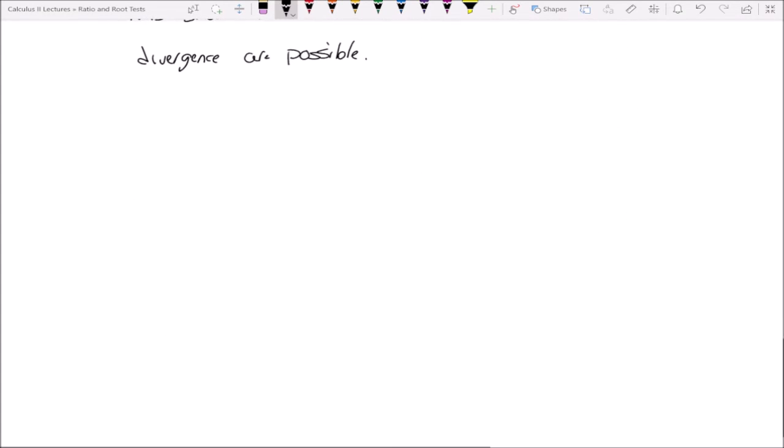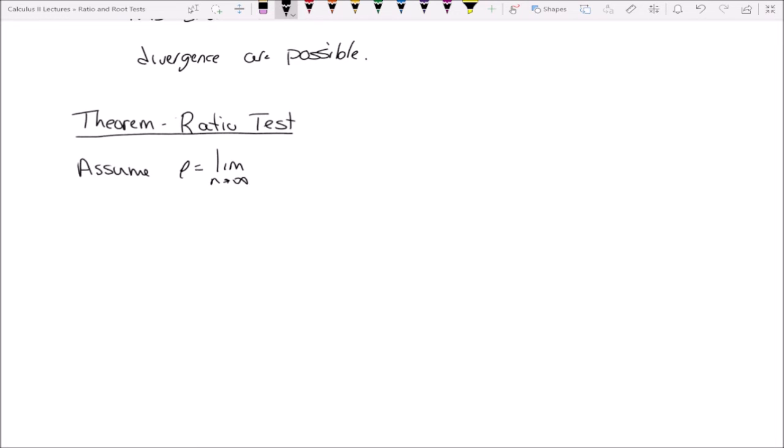We now formally state this. This is the ratio test. Assume that rho equals the limit as n approaches infinity of the absolute value of a sub n plus 1 over a sub n exists. If rho is less than 1, then the series a sub n converges absolutely.